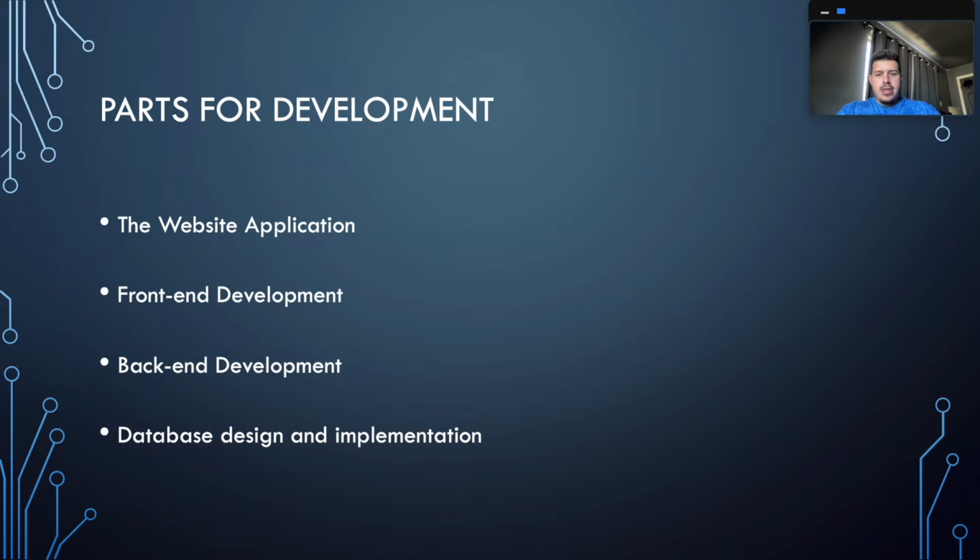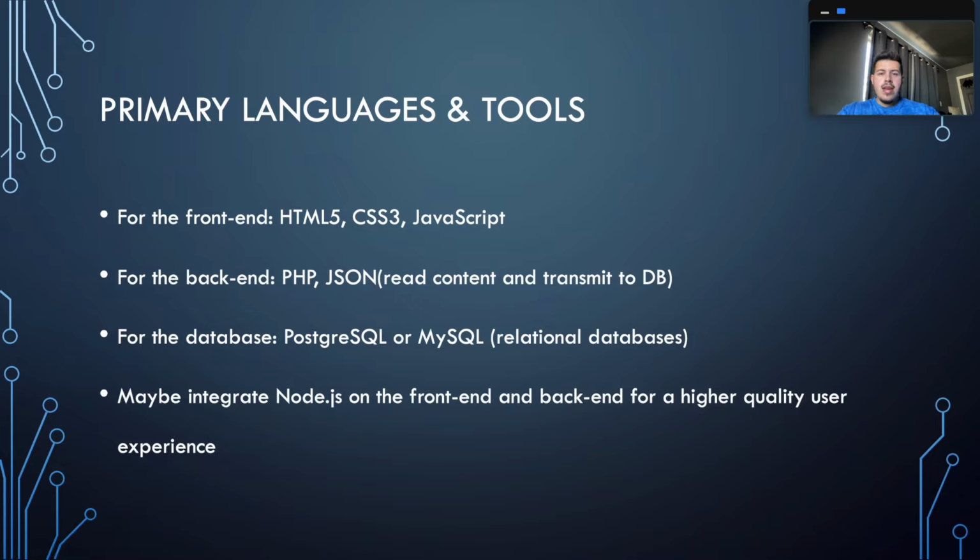So for the parts of development, we would have the actual website application itself, which would then be split into the front end development, back end development, and the database itself. For this project, we would primarily be using HTML, CSS, and JavaScript for the front end. For the back end, we would be using PHP and JSON. The JSON would be used to store the contents of the website into the database.